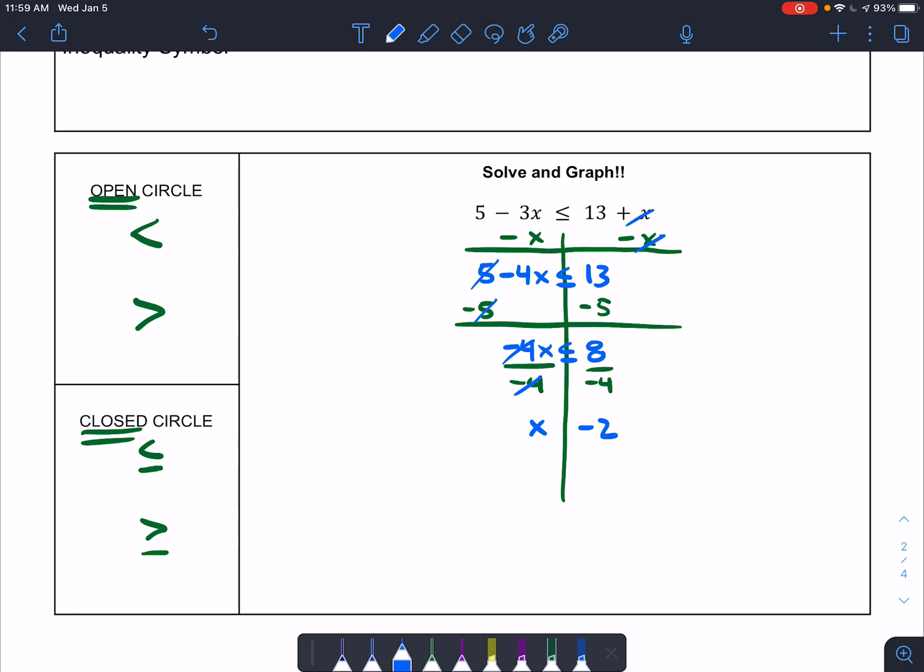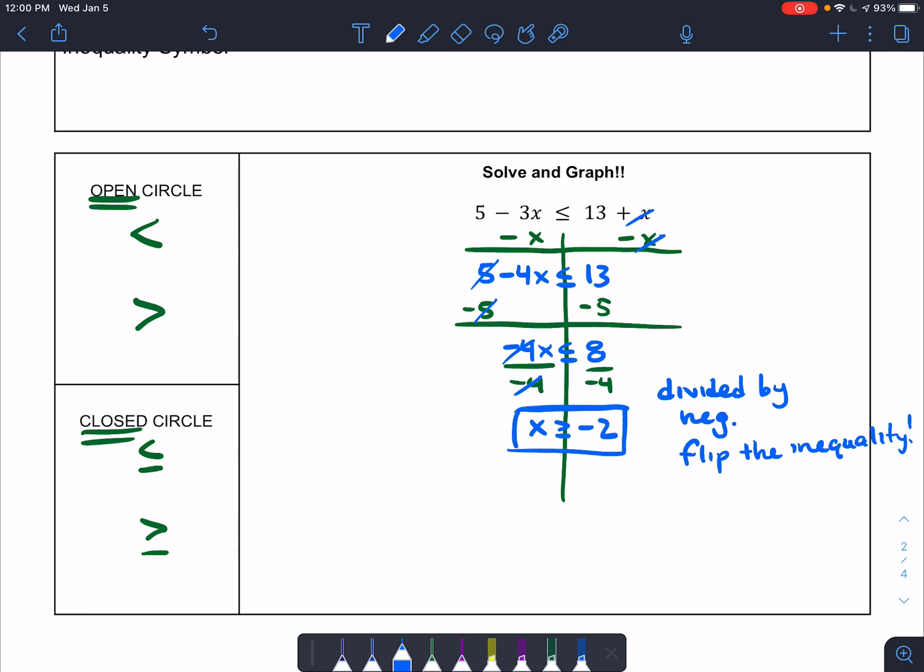But here's the thing. This is the whole thing. This is what makes it different than an equation. Because we divided by a negative, we must flip the inequality. So instead of using less than or equal to, I'm going to say greater than or equal to, and that is my final answer.